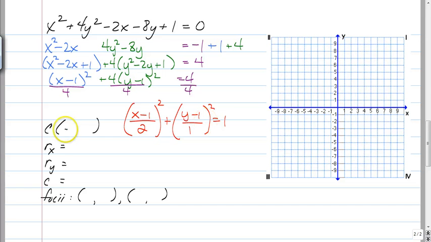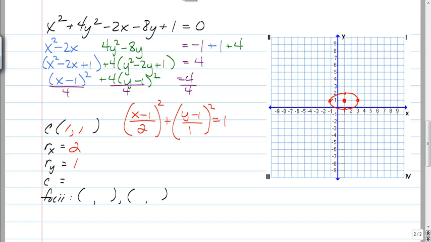Your center is at 1, comma 1. So we're going to start with our center. And then we have our Rx of 2. So we go 2 to the right and 2 to the left. Our Ry is 1, so we're only going to go up 1 and down 1. So we have a very small ellipse here. And here is our ellipse.